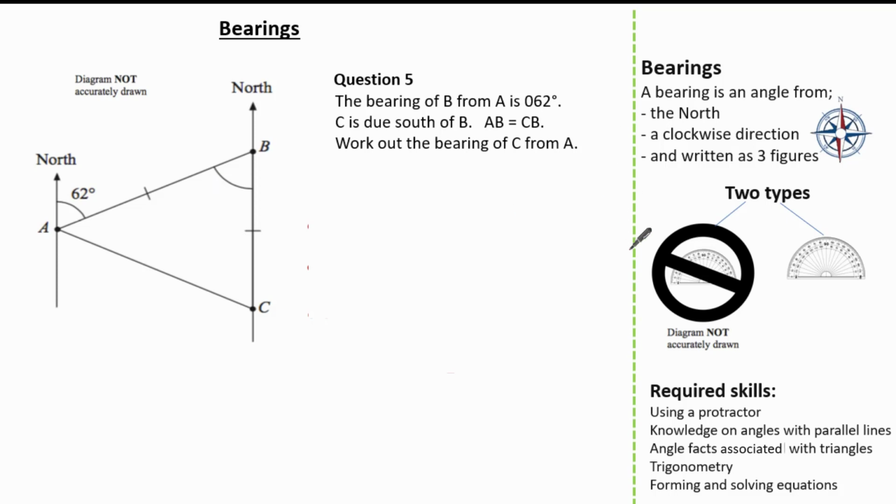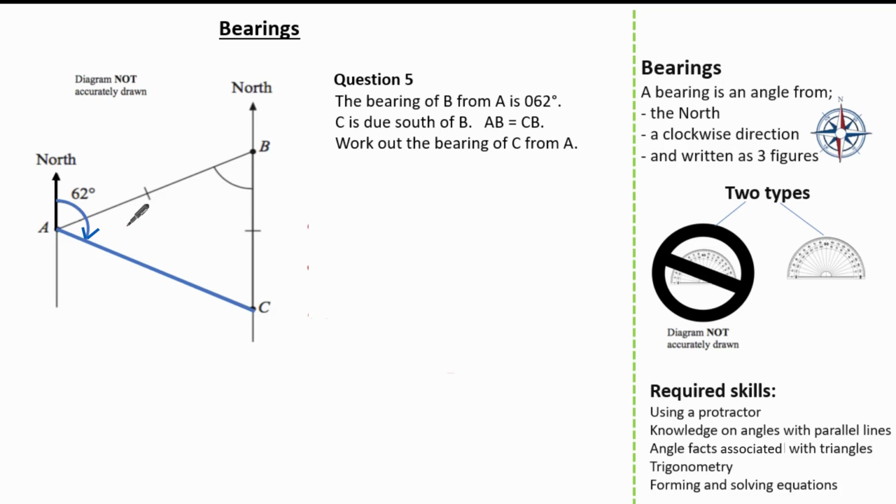From this question, we need to use our knowledge on angles with parallel lines and angle facts associated with triangles. This is because we have norths which are always parallel, and you can see we have an isosceles triangle. So let's start by identifying what the question wants us to find. Well, we need to work out the bearing of C from A, so we're starting at A. Identifying our north from A and going to C, it's clear this is the angle that we need to find. We know this is 62 degrees, so therefore we need to work out this angle in order for us to know the bearing of C from A.